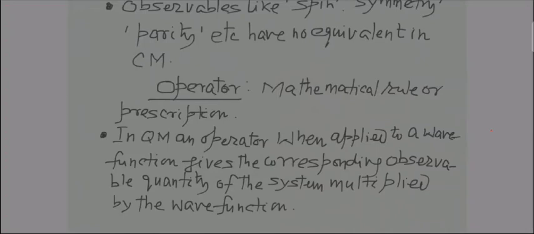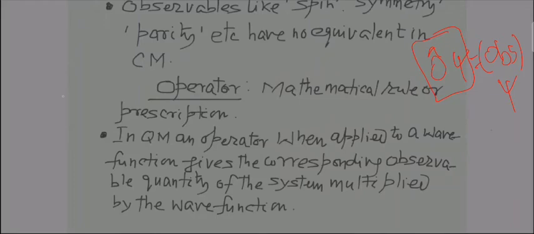Now when an operator is applied to a wave function, do not take it as a multiplication. Writing it like this does not mean that the operator is being multiplied. The operator is being operated. The result which you get is the observable multiplied by the wave function. But over here it is not algebraic multiplication. I have applied the operator on it.